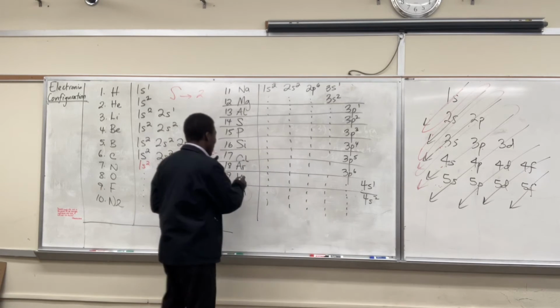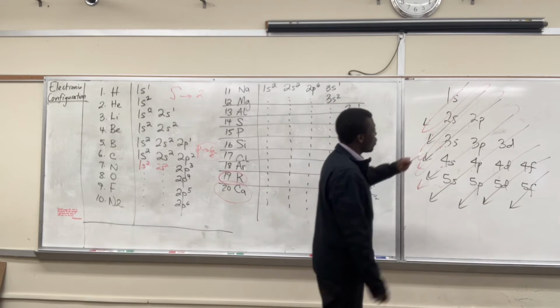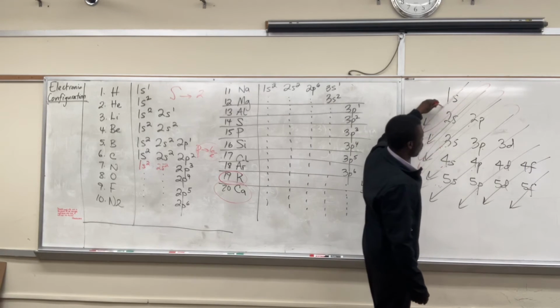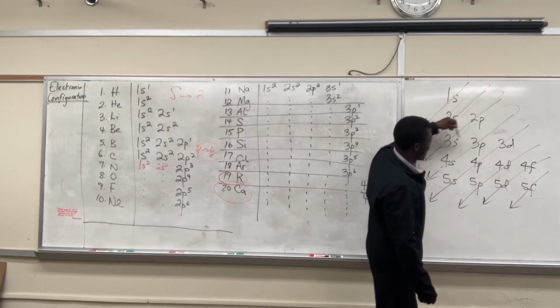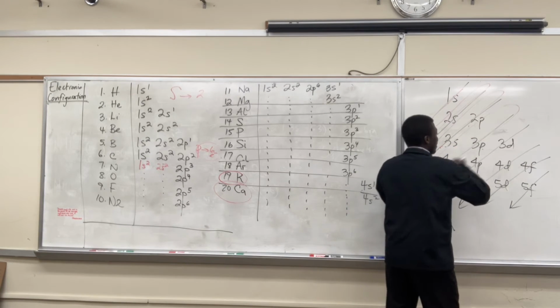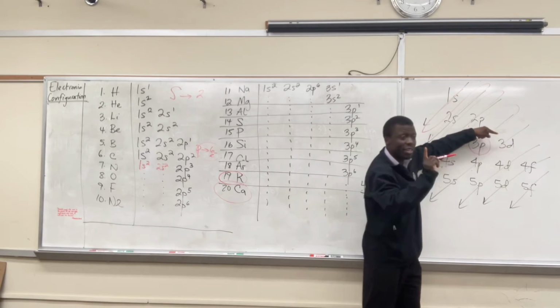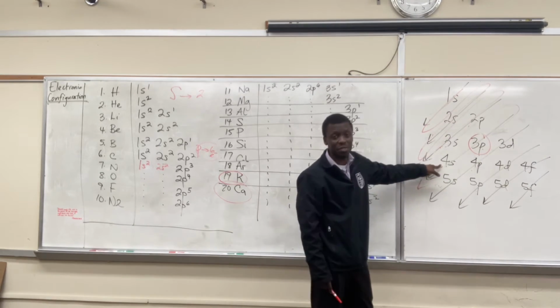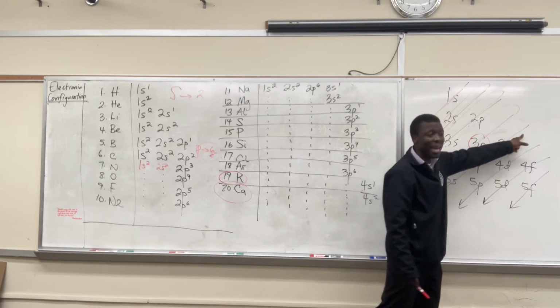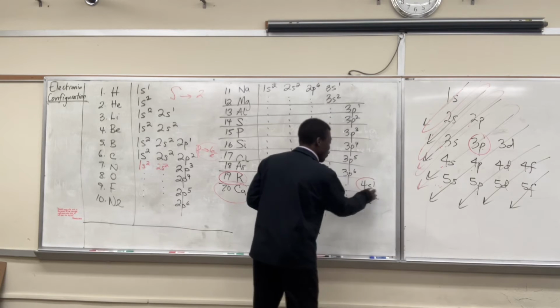Then we get to number 19. Number 19 is where things change. Because notice that you've just gone in the order of 1s, 2s, 2p, 3s, 3p, 4s. The next thing you might think is, wait, am I not going to do 3d? No, it actually fills up with 4s first, before you go back and fill up 3d. So that's where the next one is 4s1.